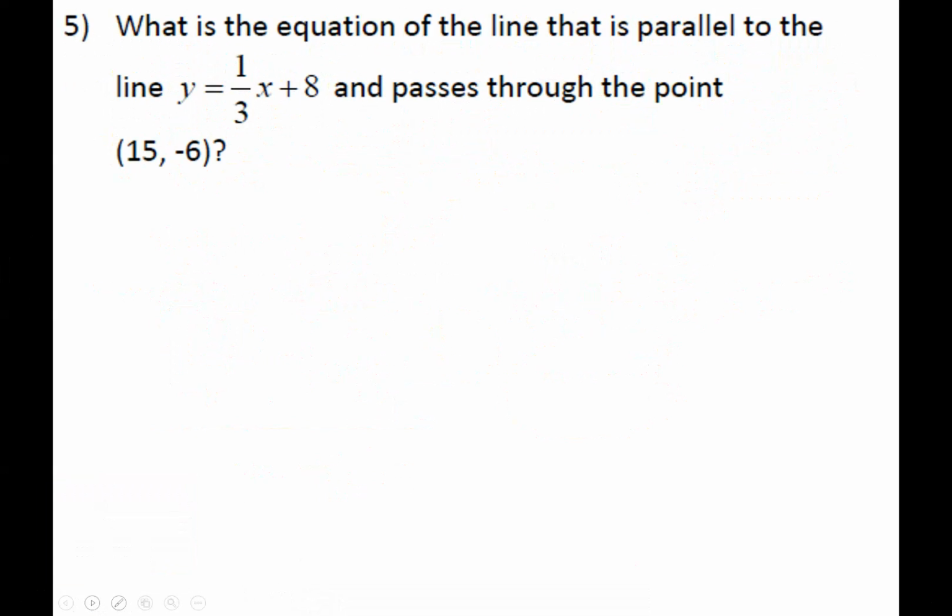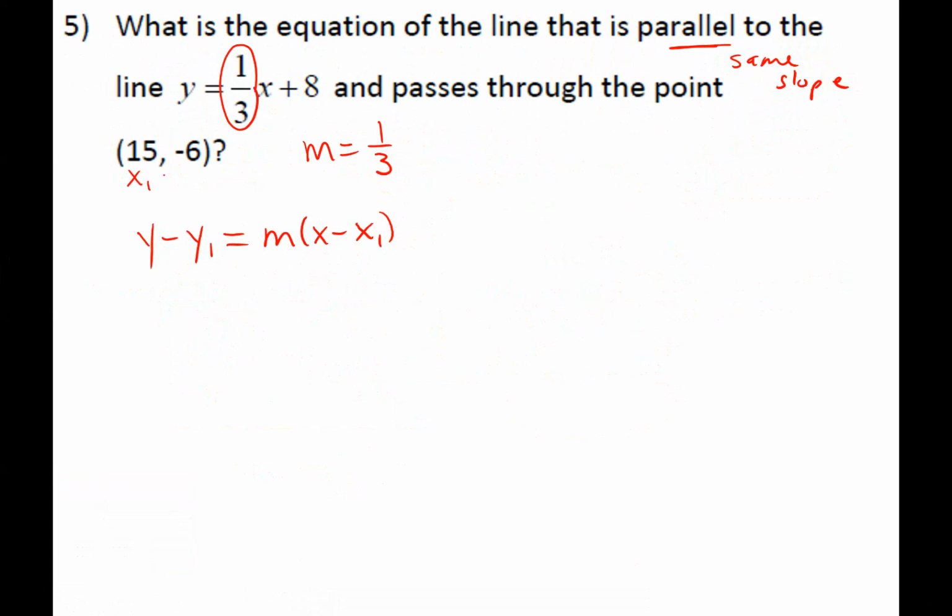What is the equation of the line parallel to the line that's given, that passes through the point? Parallel means same slope. So if I look at the equation I'm given, here's the slope. My equation is going to have the same slope. Then, since I'm given a point, we're going to do point slope formula. y minus y1 equals m times x minus x1. And this becomes x1 and y1. And then I go plug them in.